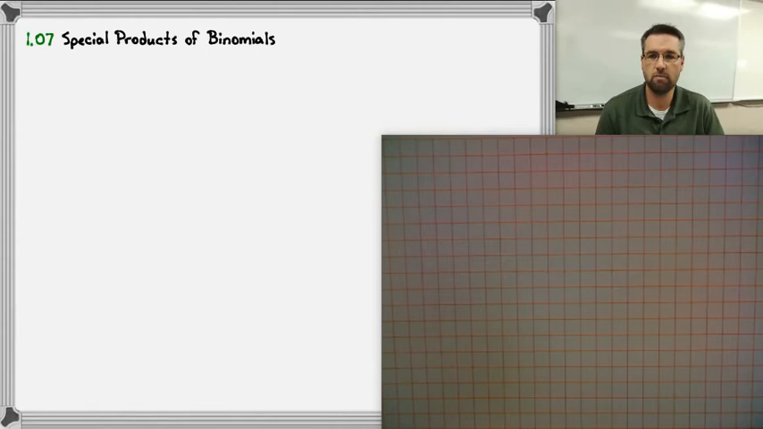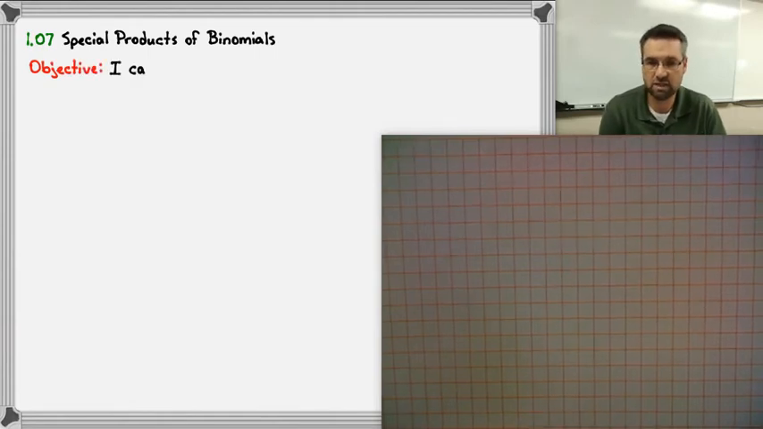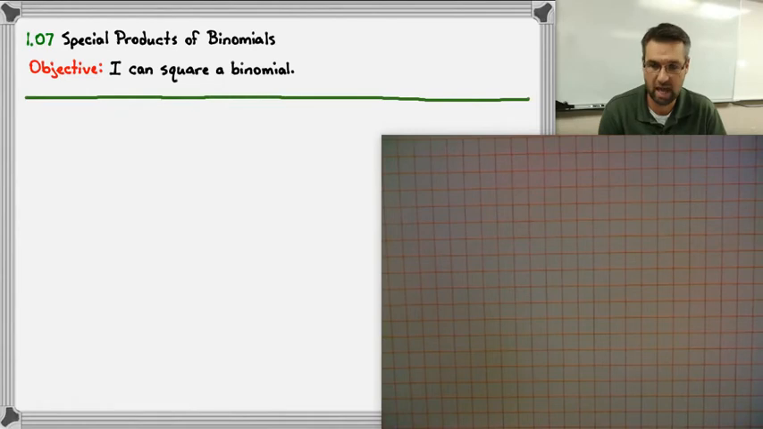of problems. So with that said, our goal, special products of binomials, our objective, our goal is to be able to square a binomial. It's as simple as that. What does it mean to square a binomial?